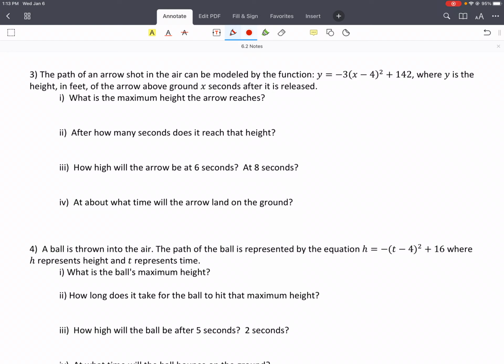Okay, so now we've got to go based off of an equation. Last time we learned how to use our lovely graphing calculators. So whichever version you have, you type it in: -3(x - 4)^2 + 142. Graph it. Man, we can't really see much of it, so we have to adjust our window.